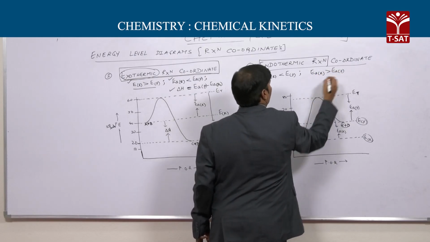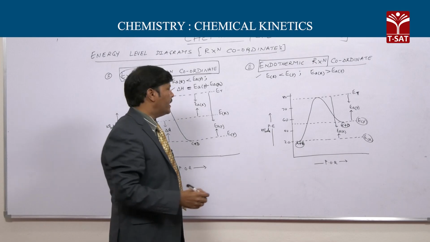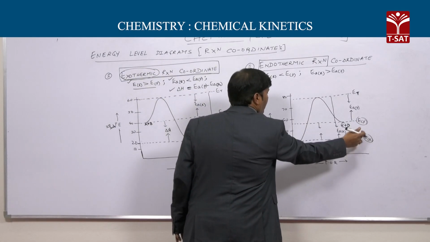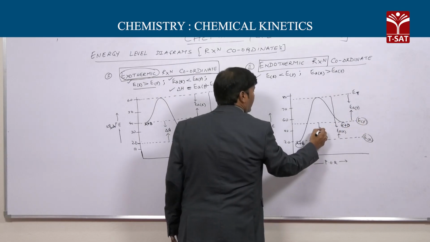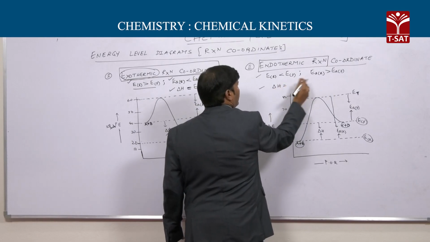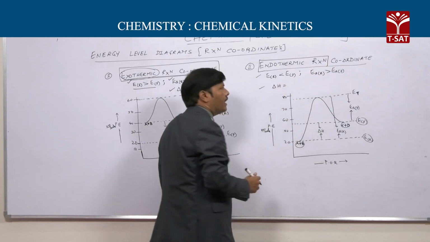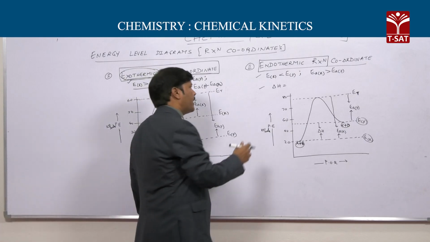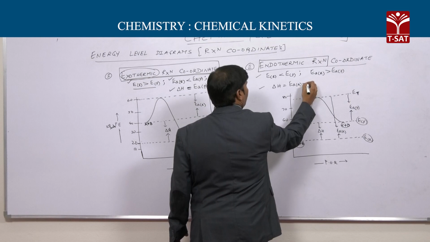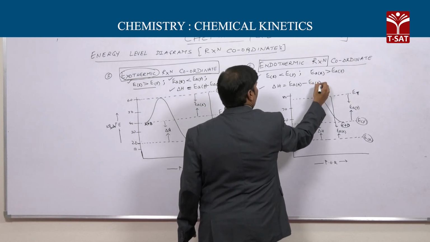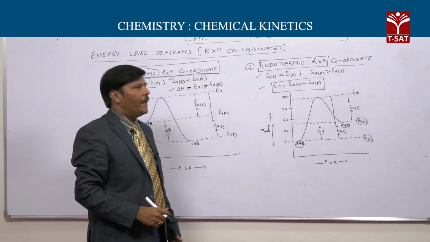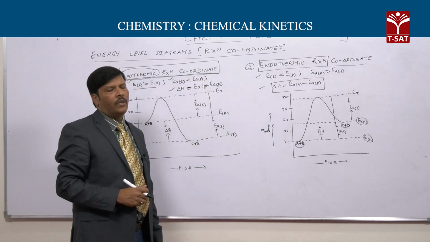So therefore, if you want to calculate the enthalpy change, where is the enthalpy change? This is the enthalpy change. The difference of the energy of the reactants and the energy of the products is the enthalpy change. So enthalpy change is equal to, because the activation energy of the reactants is greater than the products, the activation energy of the reactants minus the activation energy of the products. This is the formula we can use for calculating the enthalpy change for the endothermic reaction coordinate.